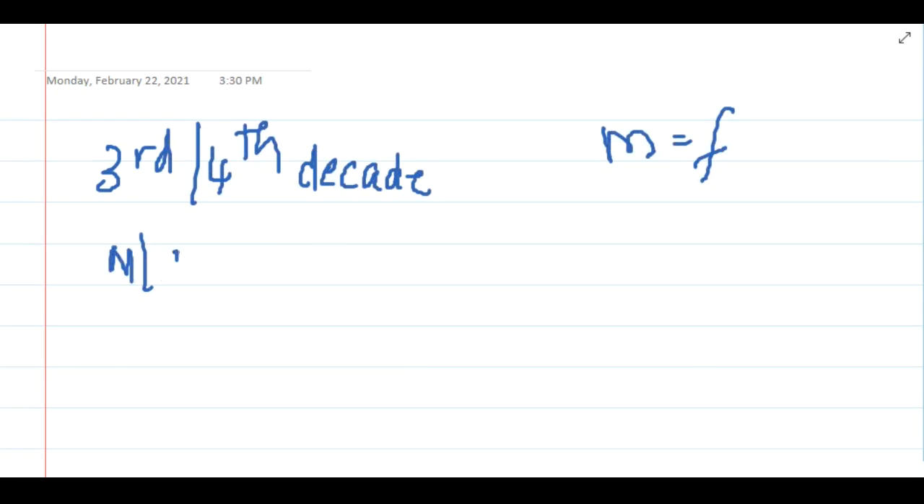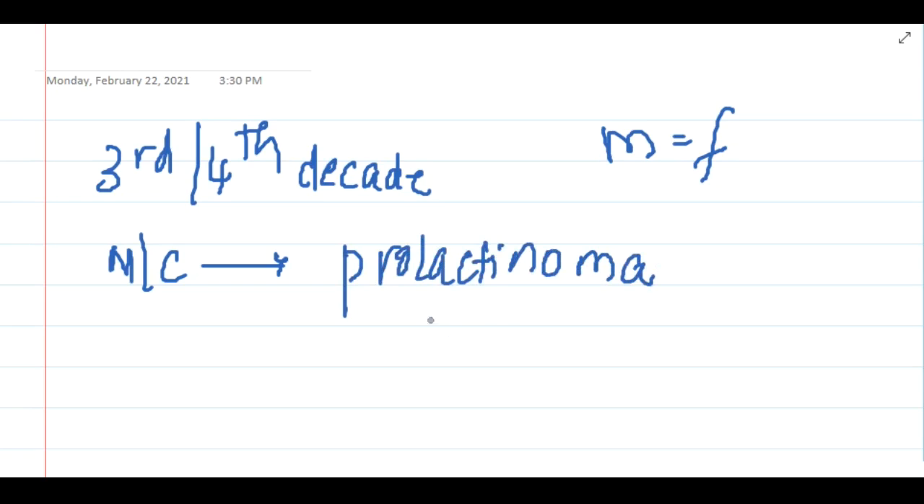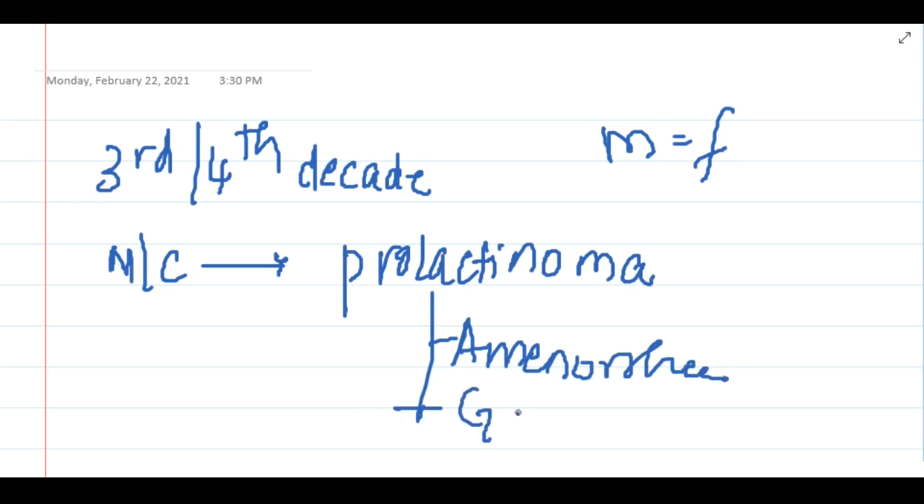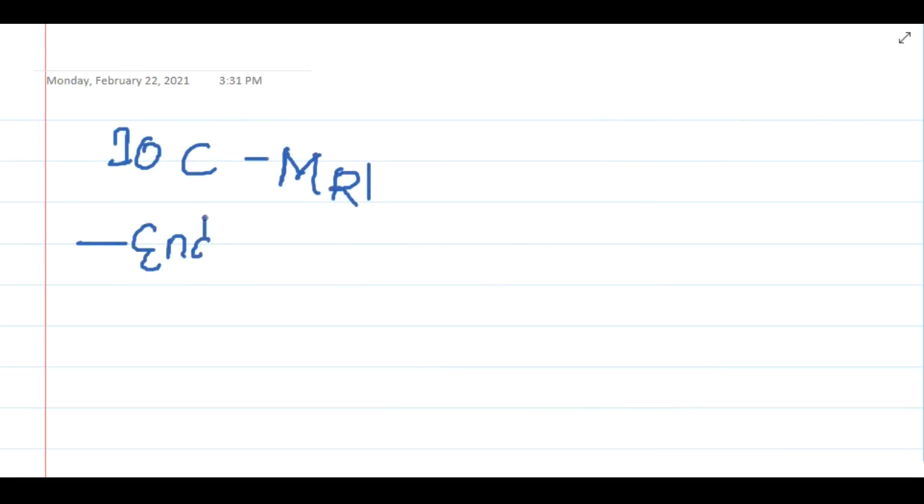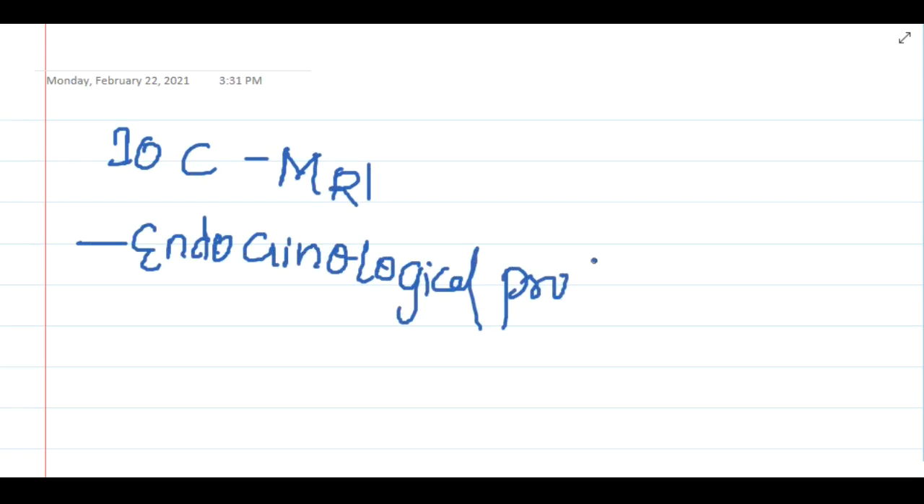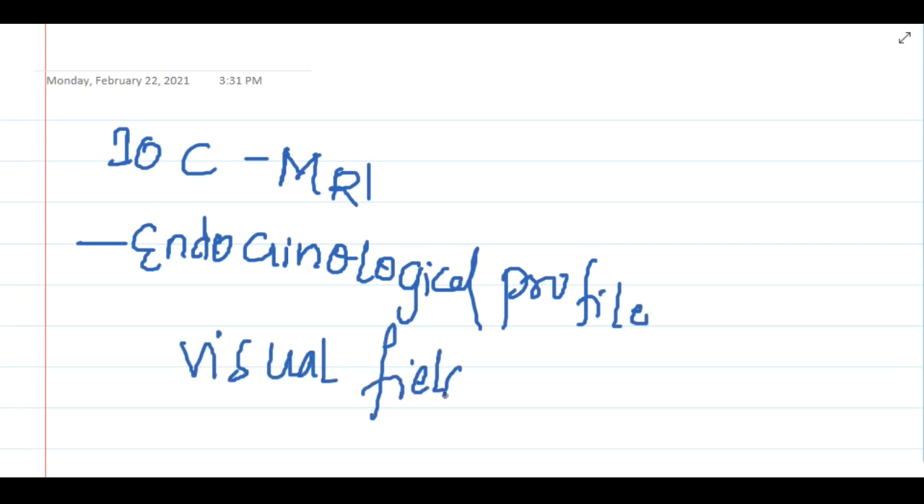The most common type of pituitary adenoma is prolactinoma, where you will see amenorrhea and galactorrhea as clinical features in the pituitary adenoma that is producing prolactin. The investigation of choice is MRI, and an endocrinological profile should be done. Formal visual field testing should also be done in these patients.